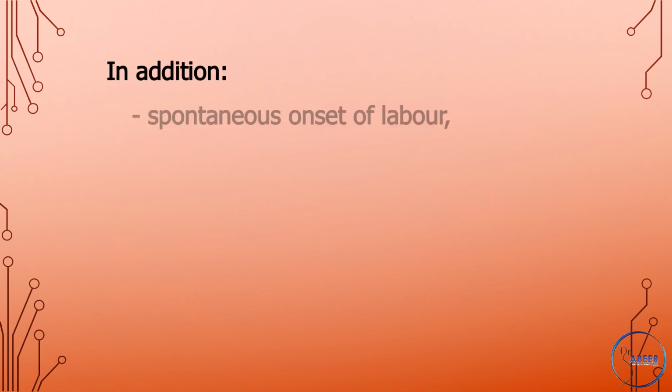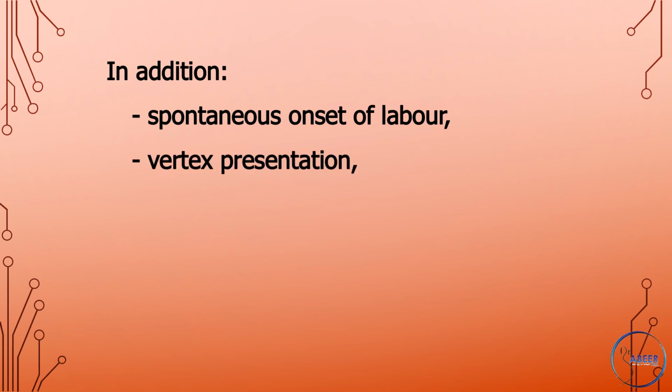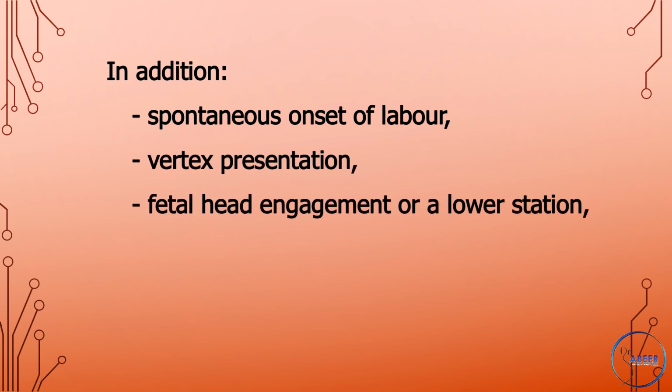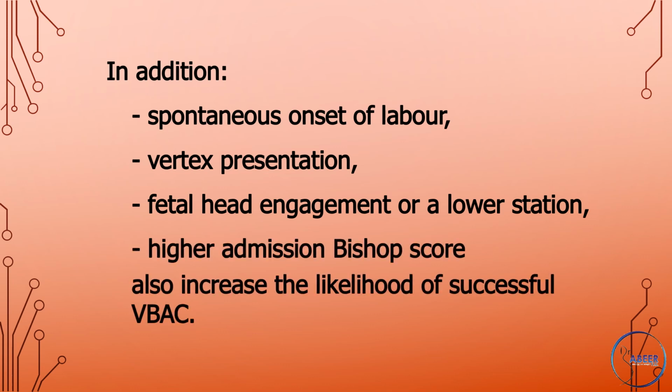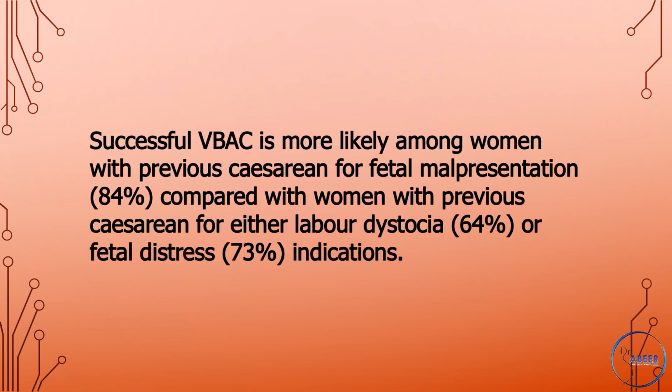In addition, spontaneous onset of labor, vertex presentation, fetal head engagement or a lower station, and higher admission Bishop score also increase the likelihood of successful VBAC. Successful vaginal birth after previous cesarean delivery is more likely among women with previous cesarean for fetal malpresentation, 84%, compared with women with previous cesarean for either labor dystocia, 64%, or fetal distress, 73% indications.